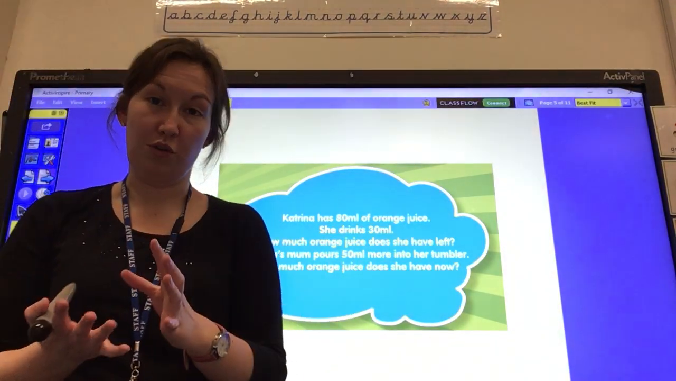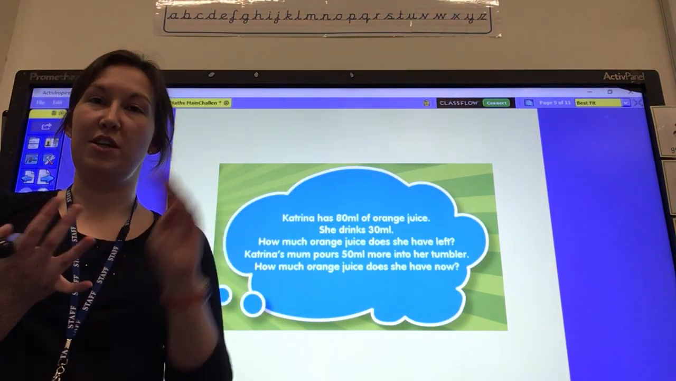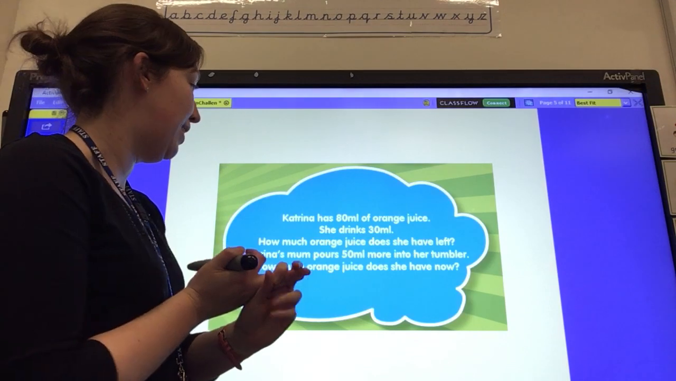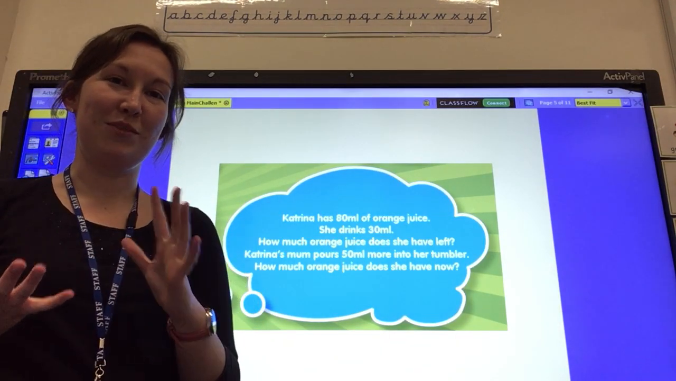So there are 2 steps to your question this time. Again, could you show it to me as a number sentence? Could you show it to me using sticks and stones? Can you show it to me using your blank number line? So pause your video and have a go at solving this problem.